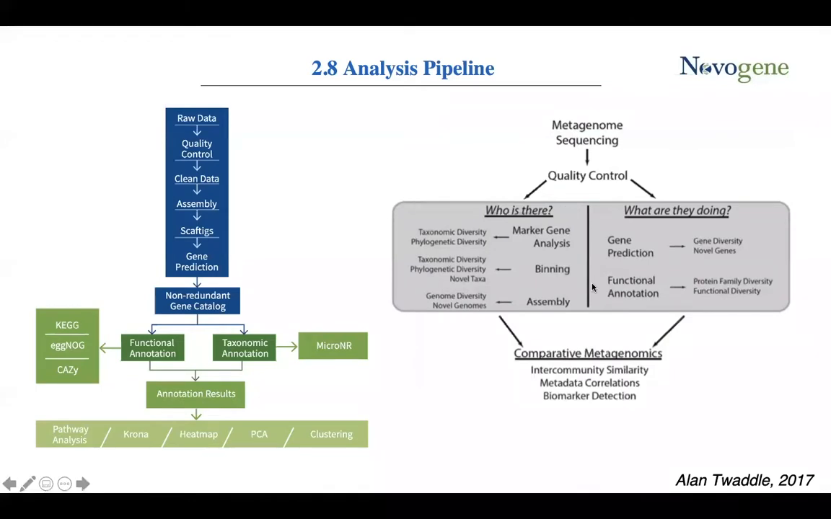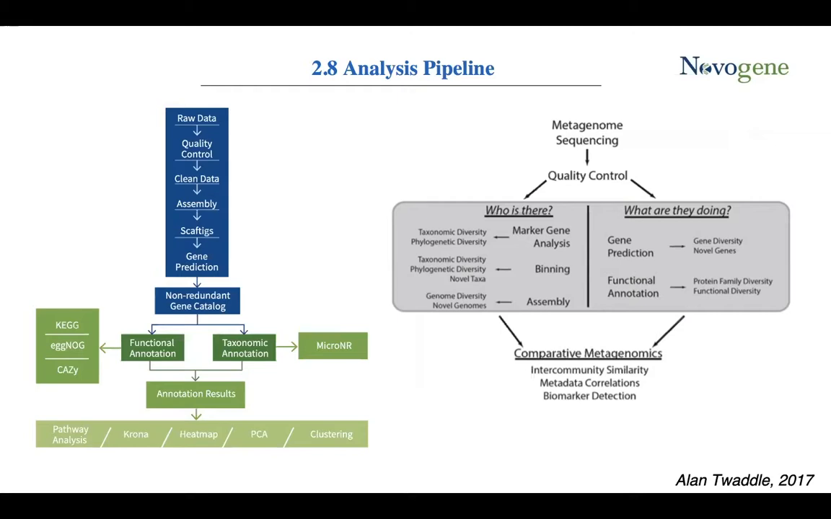And in our analysis pipeline, after quality control of raw data, we will obtain the clean data. The next step is assembly of reads. The scaffolds will be generated to do the following gene prediction. And after we get the non-redundant gene catalog, we will firstly perform the taxonomic annotation by using the NR database.